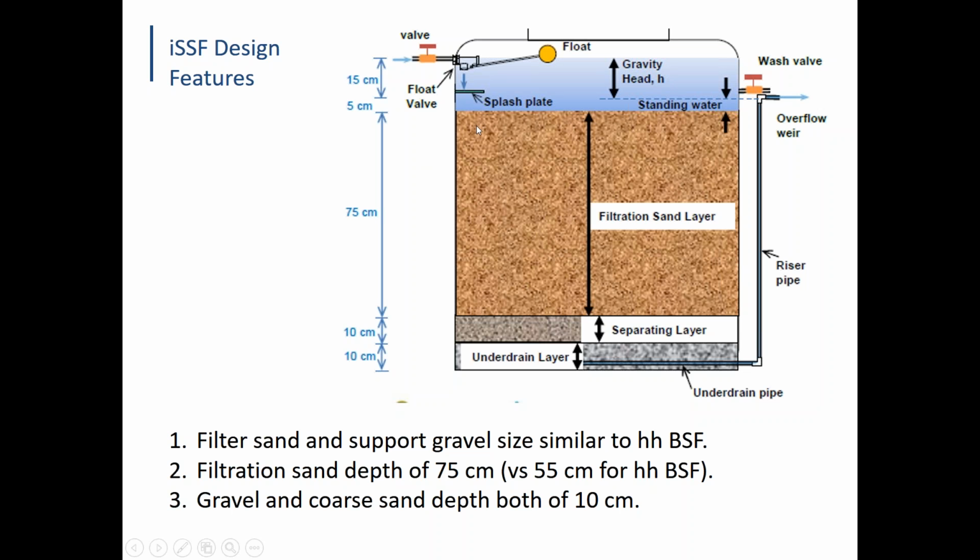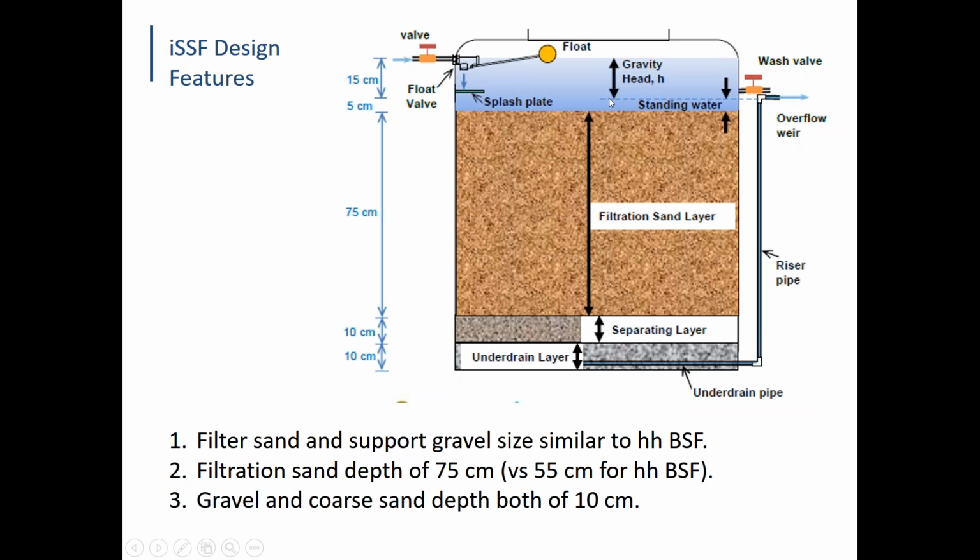It is a little bit deeper. Typically, we try and reach 75 centimeters of sand, which is more than the 55 you typically have in a household biosand filter. I will point out just before we move on that the riser pipe that I mentioned before, on the right here, has an overflow weir, and that controls the standing water, just like a household biosand filter.